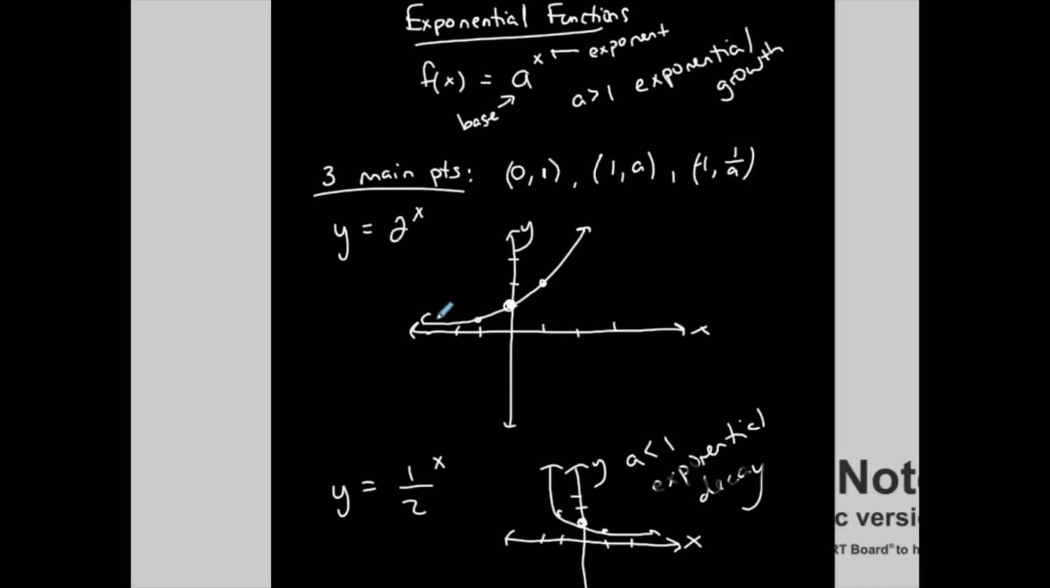That's why the graph looks like this. It's always above the x-axis, not touching the x-axis. So there is a horizontal asymptote at the x-axis. Now, of course, I could reflect it, shift it up, shift it down, shift it left, shift it right, and that's going to affect the range. But I'm just talking about its basic form.